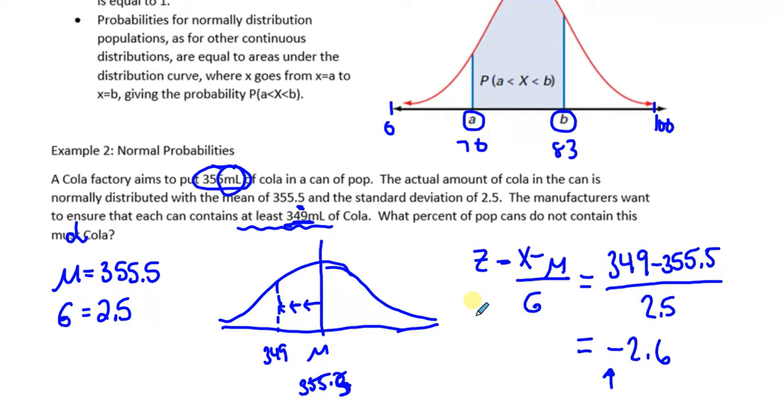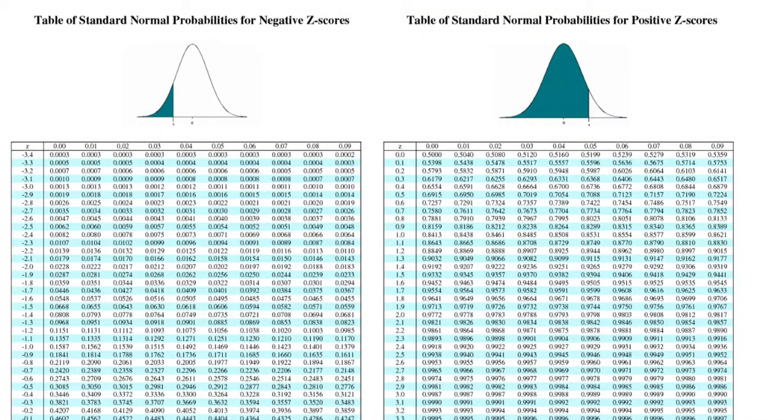I'll show you what that looks like. We're looking at the number negative 2.6. This side is the negative and this side is the positive, and it says here negative z-scores and positive z-scores. We want to scroll all the way down to negative 2.6. Our answer is negative 2.6, and it was already rounded, I believe. Just double check. Yeah, it was already rounded, negative 2.60.